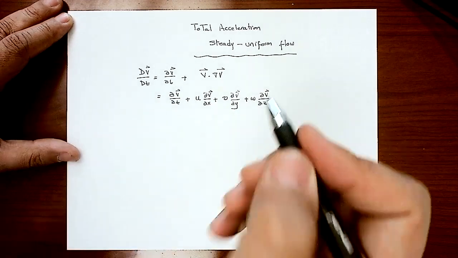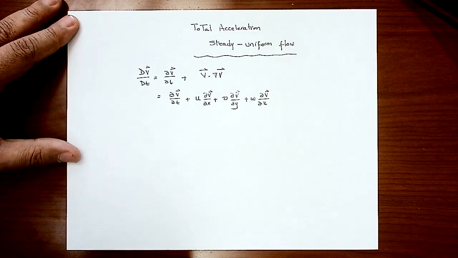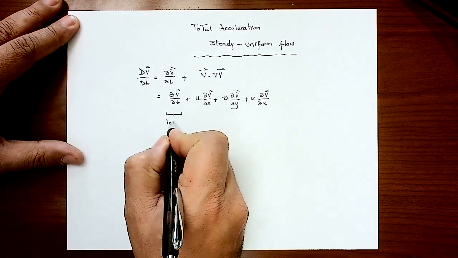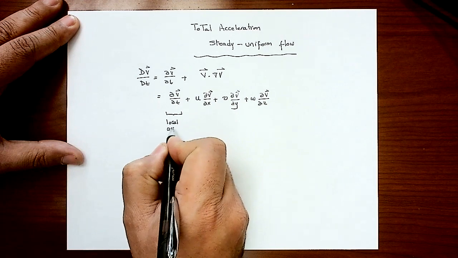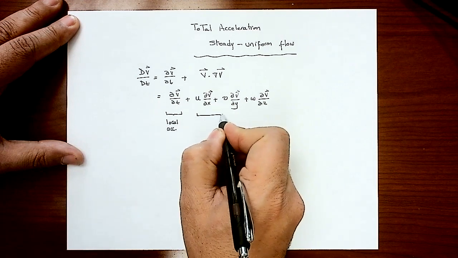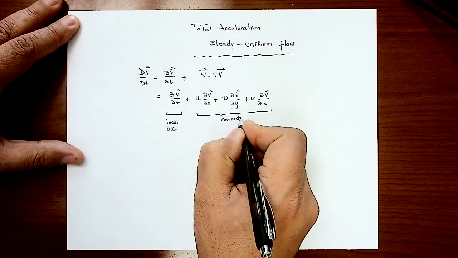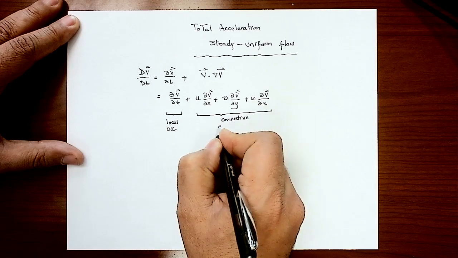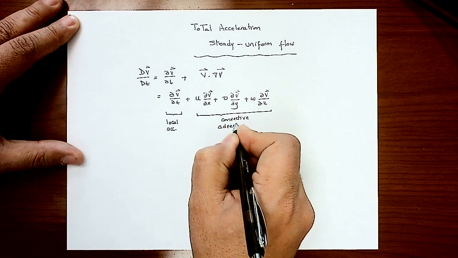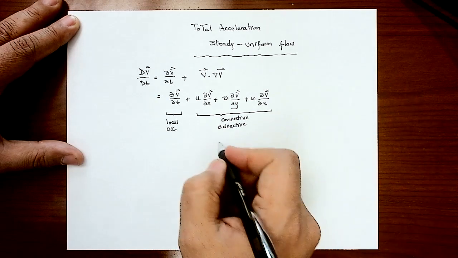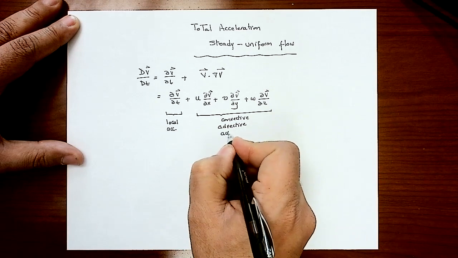And we did define two types of acceleration. We have local acceleration, and we have the convective, or advective, call it whatever we want. Later on, we'll talk about these two terms, acceleration.